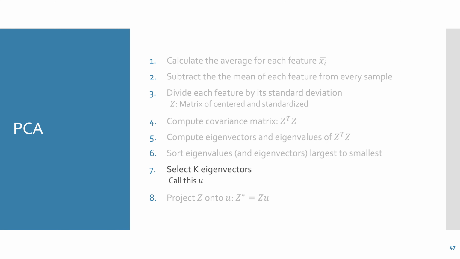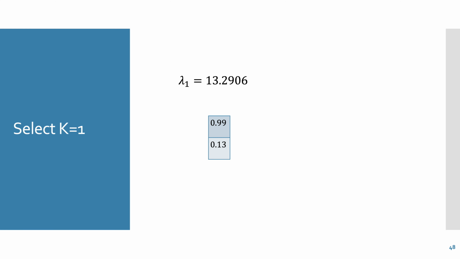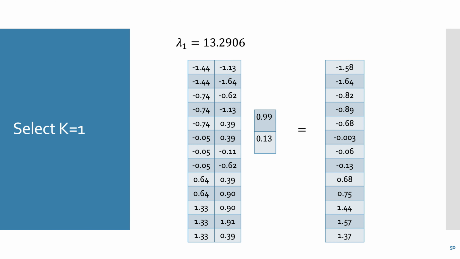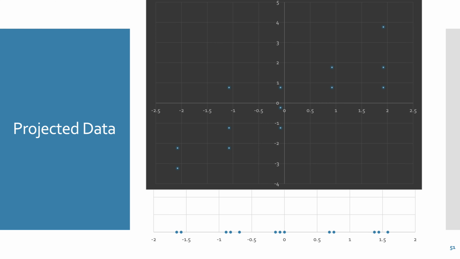Now, we need to select the k largest eigenvectors and construct the matrix U. Since we only have two dimensions, let's see what our data looks like in one dimension. So we'll choose k equals 1. Finally, we project the data onto U. U represents the lower dimensional space. We'll do this with a simple matrix multiplication operation, resulting in the data on the right. We have the original data plotted on the gray background and then projected data on the white background below it.